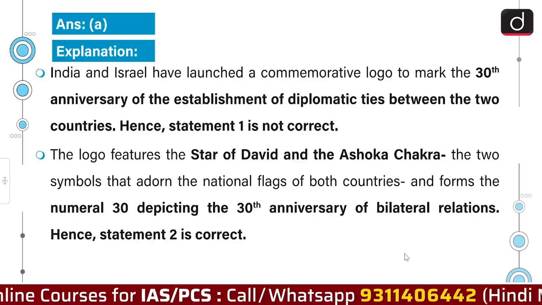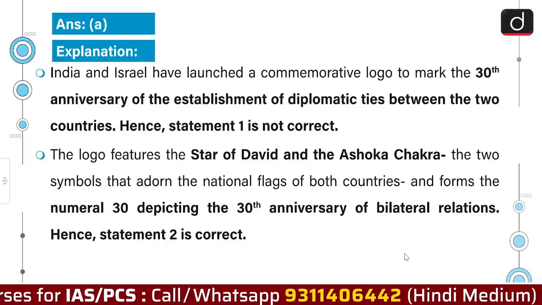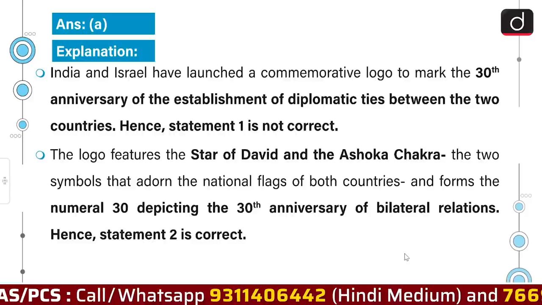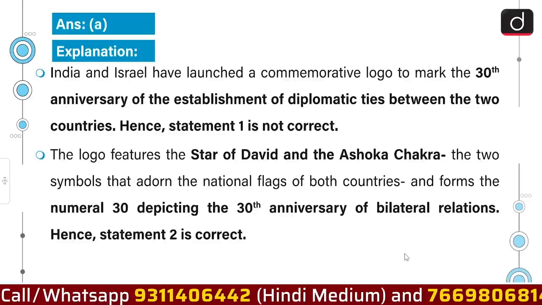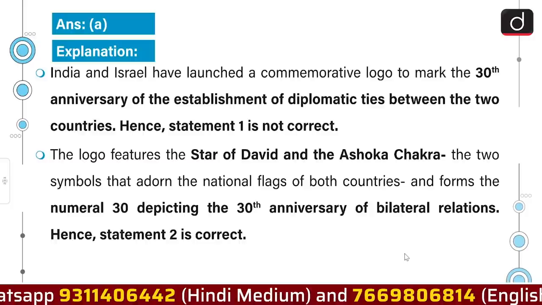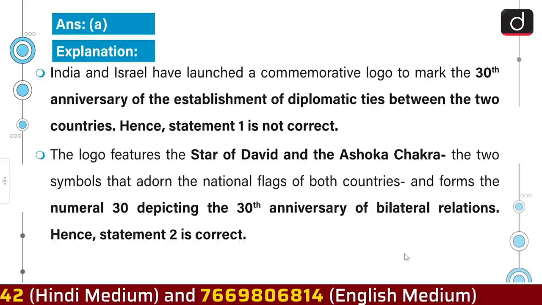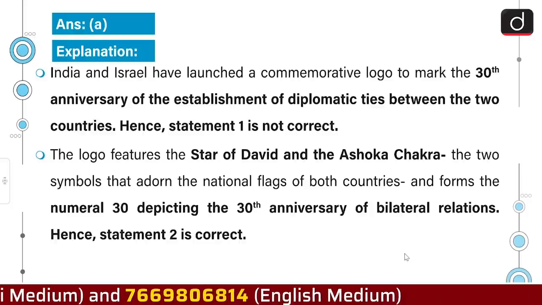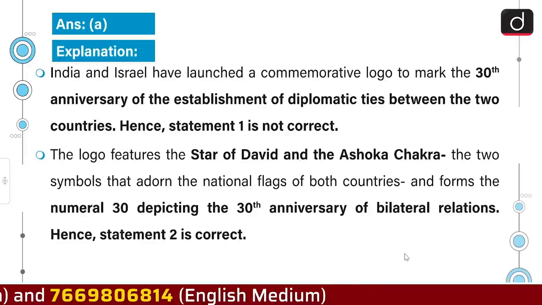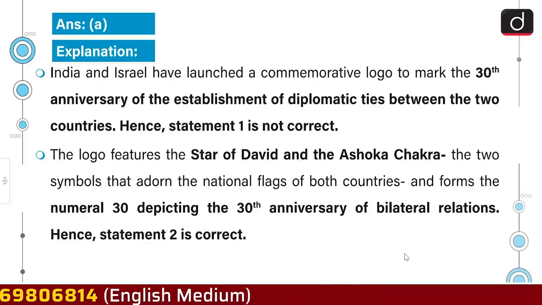India and Israel have launched a commemorative logo to mark the 30th and not the 50th anniversary of the establishment of diplomatic ties between the two countries. The logo, which has been launched to commemorate this, is featuring the Star of David and the Ashok Chakra, the two symbols that adorn the national flags of both countries and forms the numeral 30, depicting the 30th anniversary of bilateral relations.